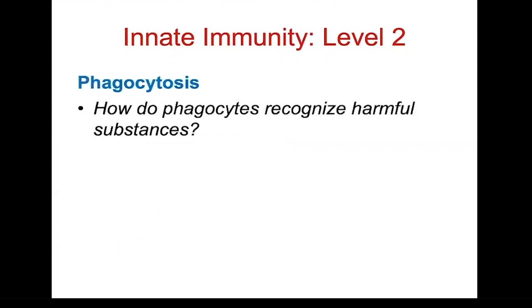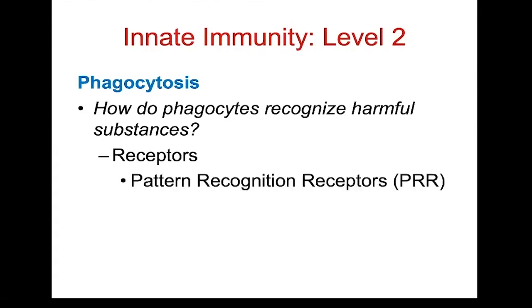How do phagocytes recognize harmful substances? You want to make sure that they are not eating normal, healthy cells that belong to you. It's important that they recognize which cells must be eaten so that they don't make a mistake. And they will use protein receptors on their membranes to do this. These protein receptors are called pattern recognition receptors, or PRRs. They are a type of receptor called toll-like receptors.